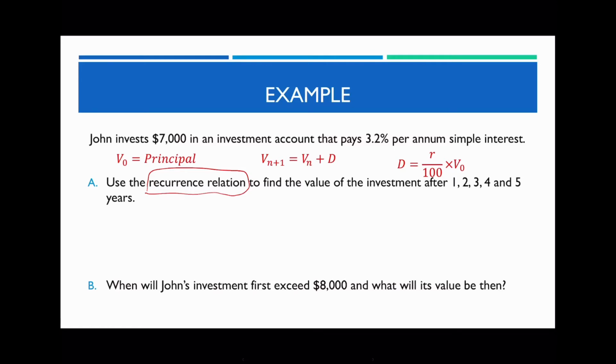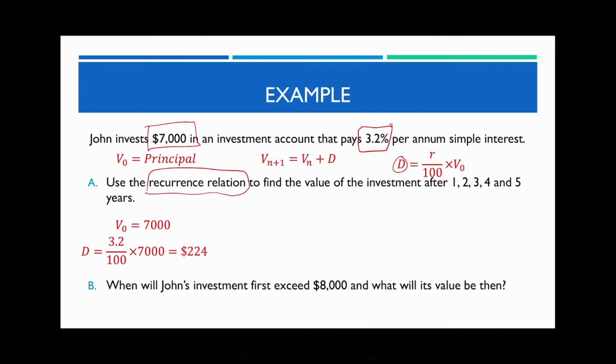Let's interpret the question. What is your principal amount? In this case, your principal amount is 7,000. So I'm going to write V0 equals 7,000, because remember, V0 represents the principal. We know that your interest rate is 3.2% per annum, meaning 3.2% per year. So let's first find out how much interest you're being charged every single year. If you do 3.2 divided by 100 times 7,000, that's going to equal 224. So every single year, you're going to earn an additional $224 in your account.